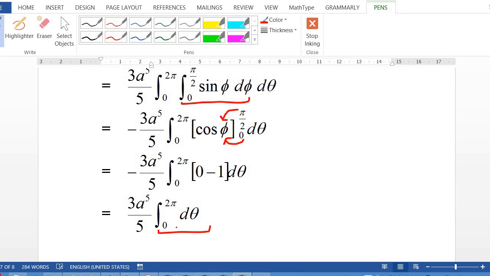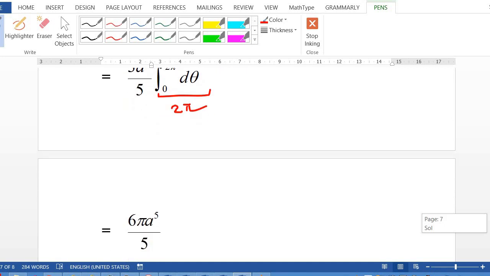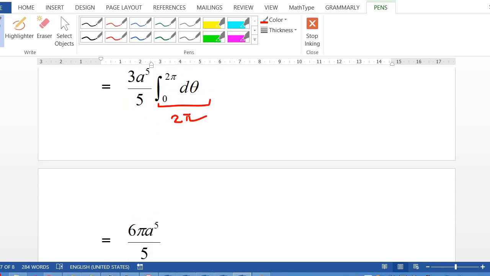Integrate 1 d theta from 0 to 2 pi. The answer is 2 pi. So in total you have 6 a to the power 5 pi over 5, because here 3 times 2 pi gives 6, so the answer is 6 a to the power 5 pi over 5.